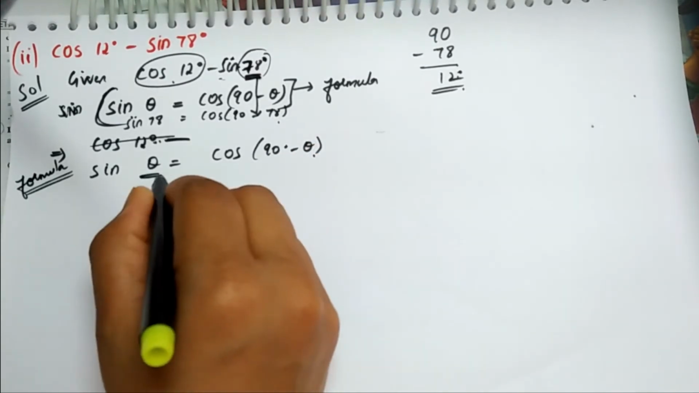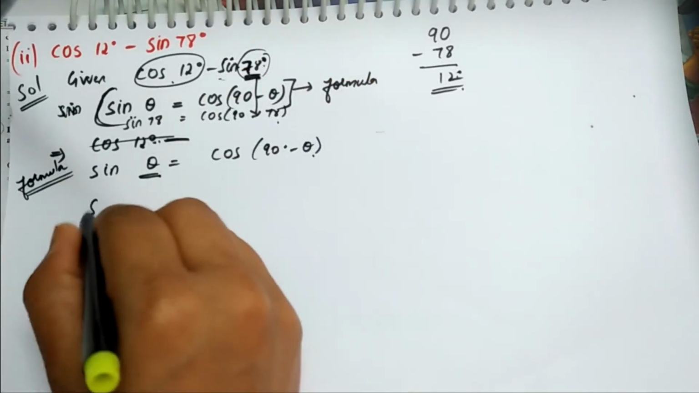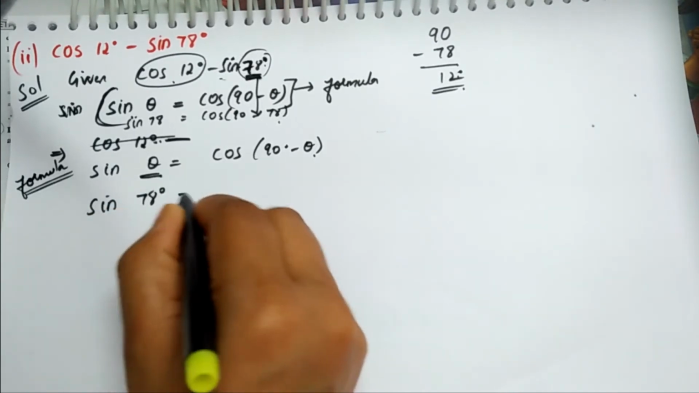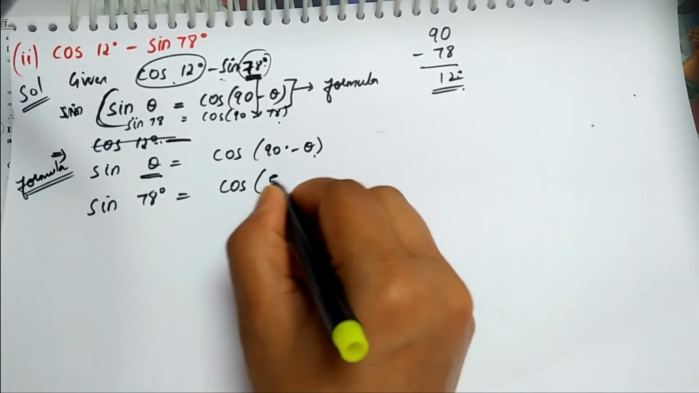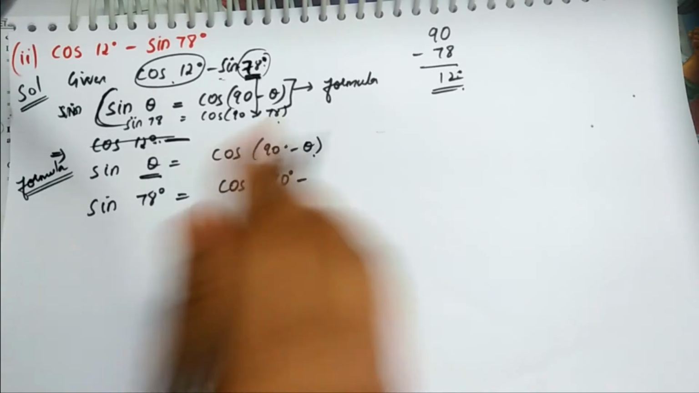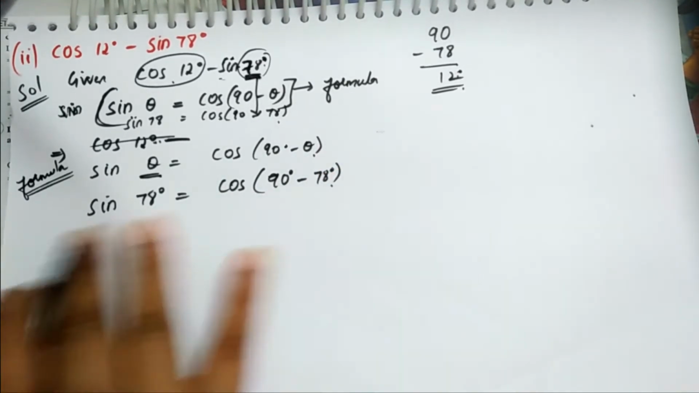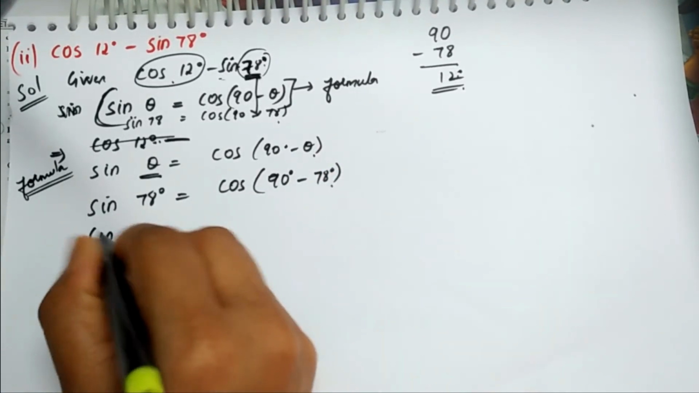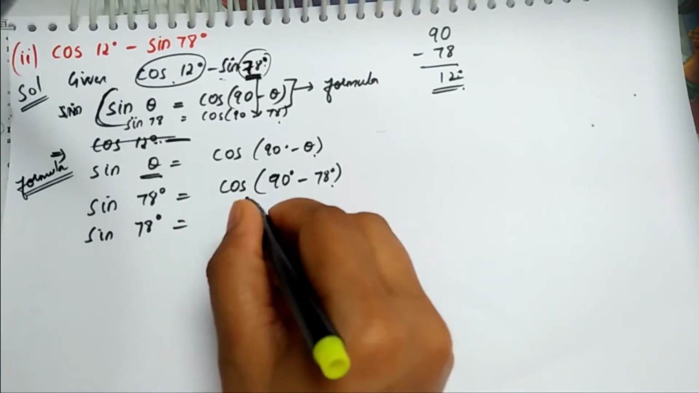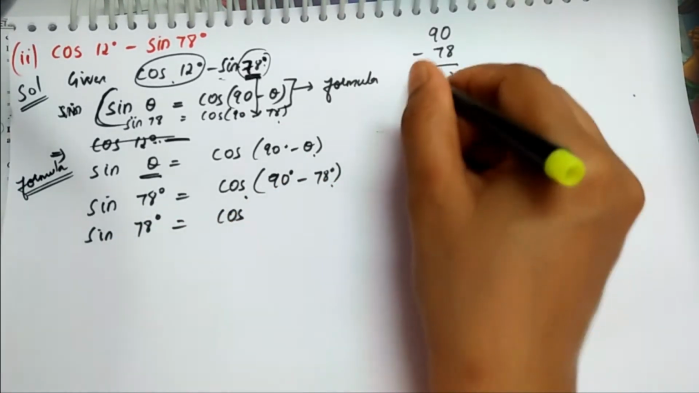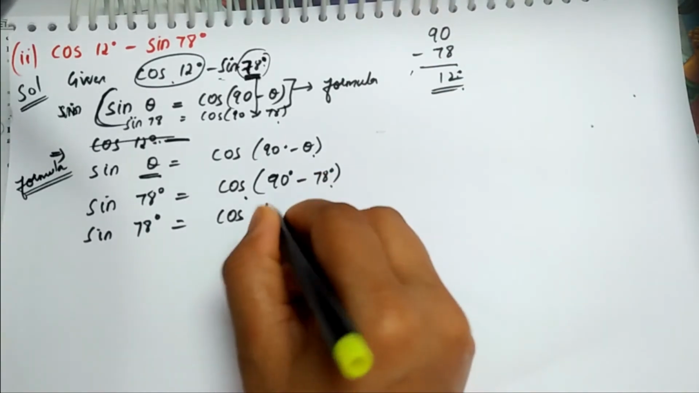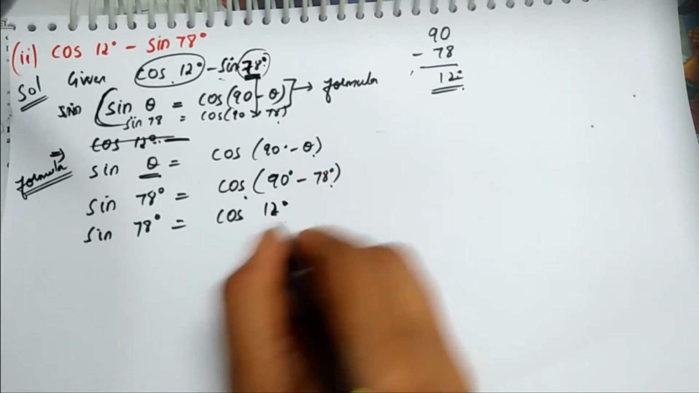Now theta here is 78 degrees. Sine 78 degrees is equal to cos(90 degrees minus theta), what is theta? 78 degrees. So sine 78 degrees is nothing but cos of 90 minus 78, which is 12. Cos 12 degrees, right? We got this answer.